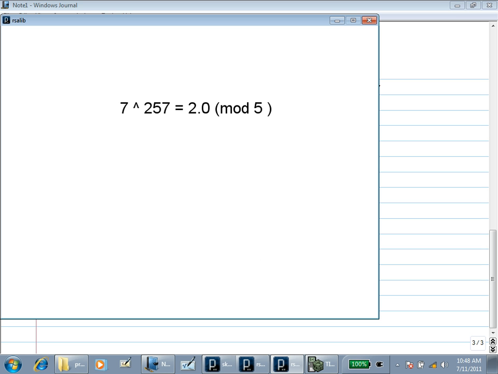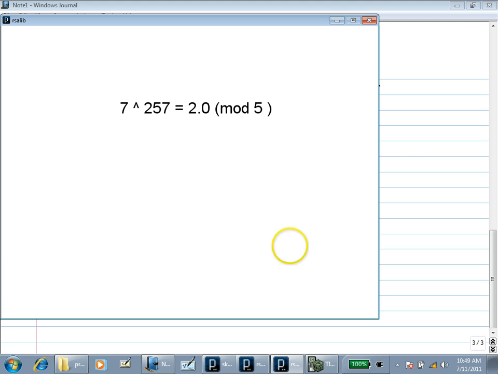It's not actually raising 7 to the 257th power, dividing it by 5, and taking the remainder. It has some clever things, but I will tell you that this program is very, very fast, even if I use gigantic numbers. Even if my exponent had 200 digits in it, this program would work almost instantaneously. So it is possible to answer questions like this very quickly on a computer.